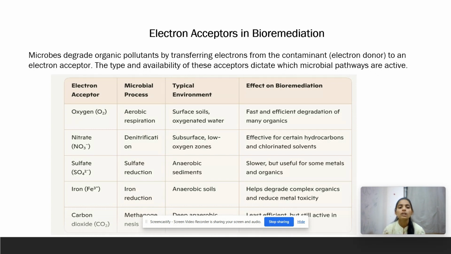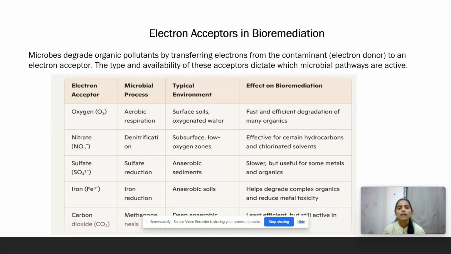In nitrogen, in the microbial process it takes place as denitrification. It is present in subsurface and low oxygenated areas, effective for certain hydrocarbons and chlorinated solvents. Sulfate undergoes sulfate reduction in anaerobic conditions. It is slow but useful for some metals and organics in the bioremediation process. Iron undergoes iron reduction, which mostly happens in anaerobic soils where oxygen is not available. It helps in degrading complex organics and reducing metal toxicity.